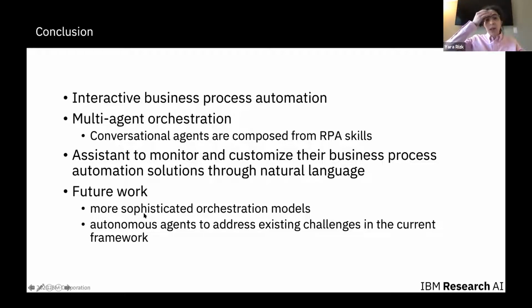a collaboration among RPA solutions through this multi-agent orchestration infrastructure. And this basically allows business users who are not very tech savvy to interact, monitor, customize their business process solutions through natural language. And for future work, we will be focusing on some more sophisticated orchestration models that we briefly touched on before, like machine learning and things like that, to handle more complex systems, but also to add some additional automation agents that can handle certain aspects of business process tasks that we haven't dealt with yet.